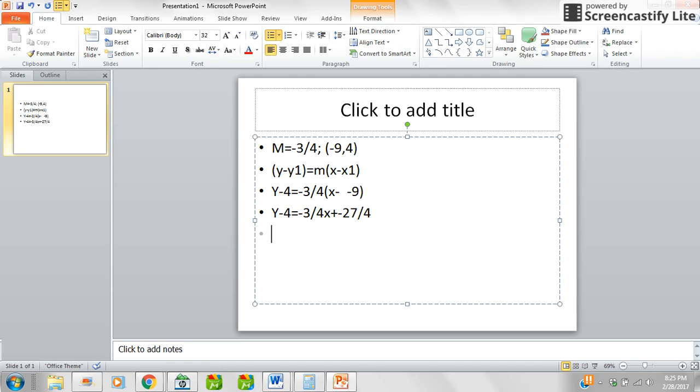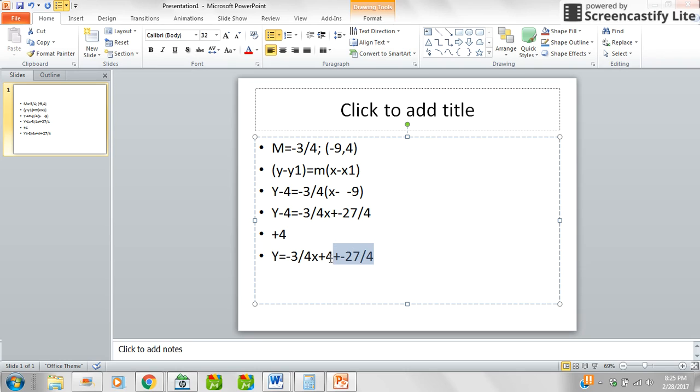So at this point I can do my next step. I can go ahead and add a 4 to both sides to get y by itself. So now I have y equals -3/4 x plus 4 plus a -27 over 4. Now, the only like terms I have are these two numbers here, the 4 and the -27 over 4.